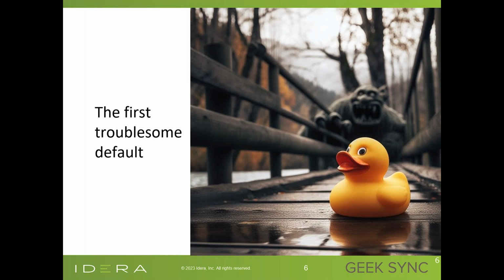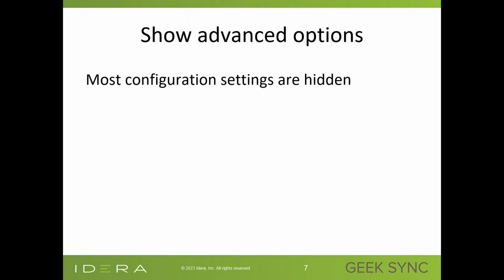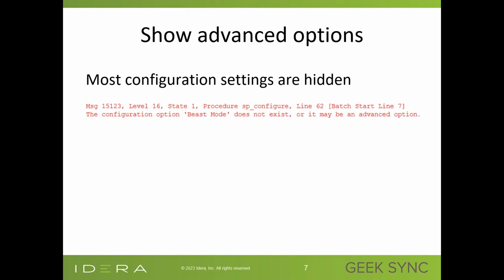Then I want to start with the very first troublesome default, which is kind of like a troll on a bridge here, and it's kind of a gatekeeper that prevents you from making other changes, and that's Show Advanced Options. Throughout this session, I'm going to be talking about sp_configure, and Show Advanced Options will allow you to see all the things that you can configure. By default, most configuration settings are hidden. So if you try to change some of them, you might get an error that they don't exist. They do, or as it says at the very end, it may be an advanced option, which could be the case. We want to make sure that you see all of these options.